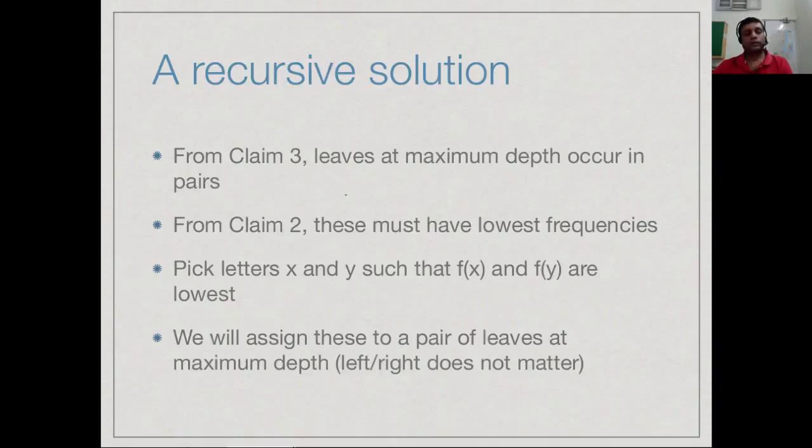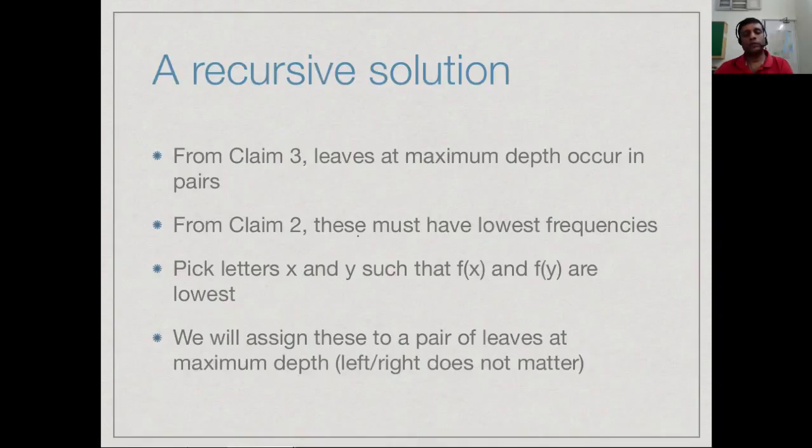Right? So this is a conclusion: leaves at maximum depth occur in pairs. And because the frequencies keep dropping as we go down, increasing in depth, these pairs must have the lowest frequencies, among the lowest frequencies. So now, in order to develop a solution, we will use recursion.